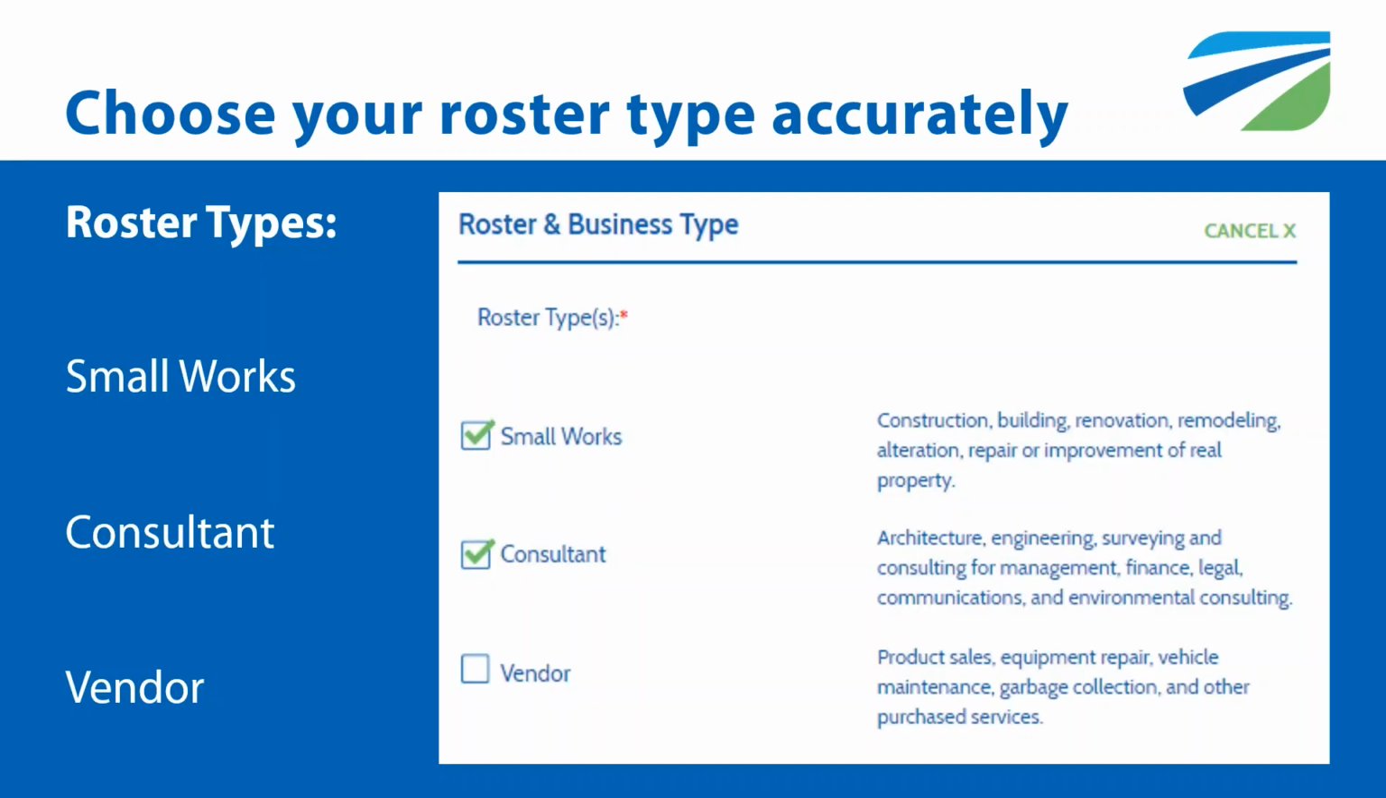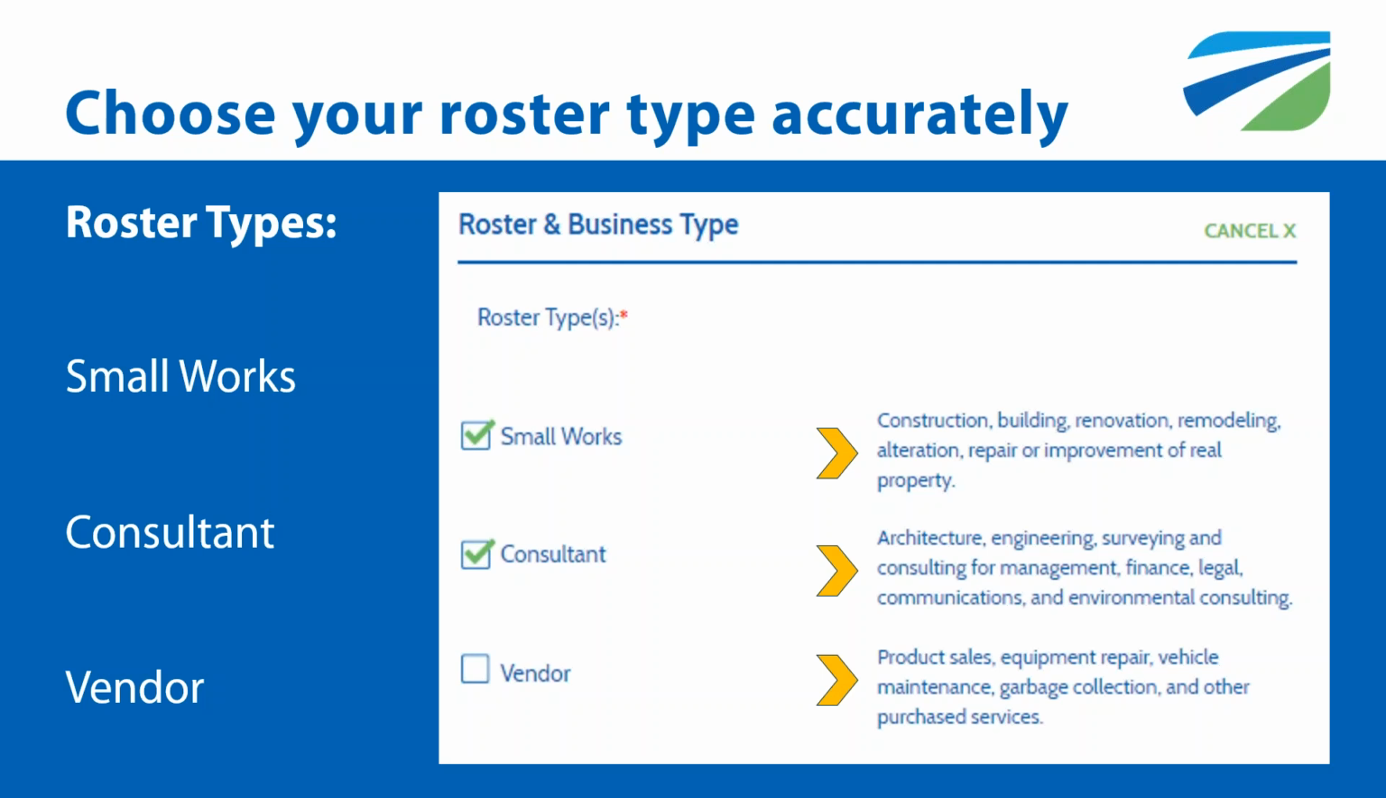So first we have the roster type, which is something you select in that first part of the application. There are 3 different roster types that you can choose to be listed in, and any combination of the 3. There's the small works roster type, and that's going to cover construction type categories and maintenance and repair. There's the consultant roster, that's generally architecture and engineering type services, and other professional services like legal or environmental consulting. And then there's the vendor roster.